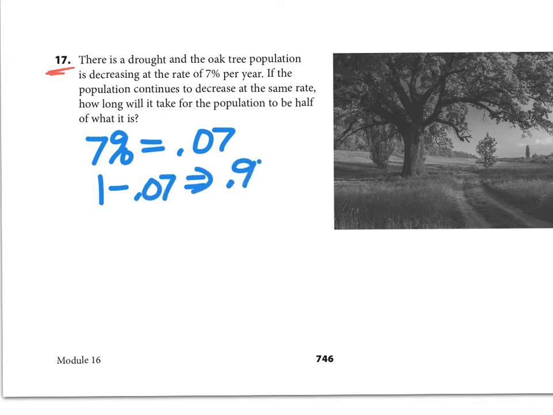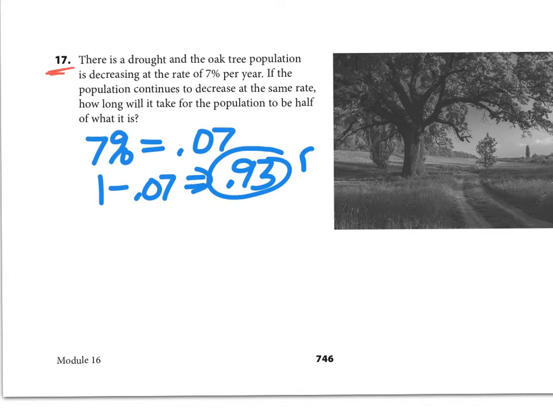So it's actually 93% that's hanging on each year. That's how it loses 7%. That's our R, or our B. That's our common ratio. If the population continues to decrease at this same rate, how long will it take for the population to be half of what it is?